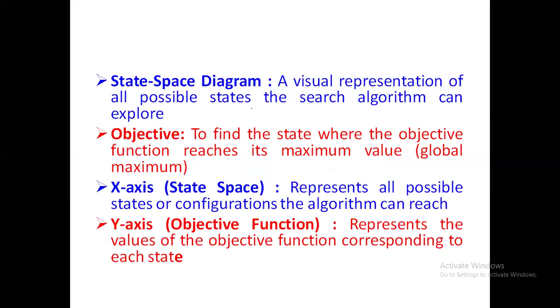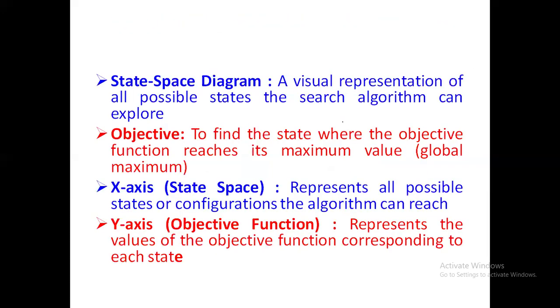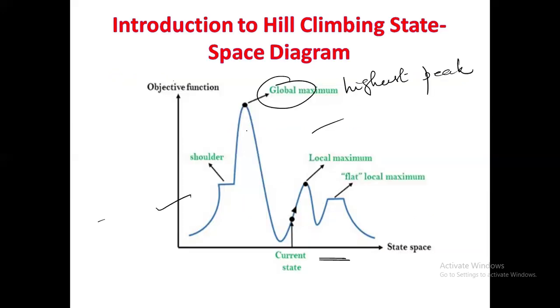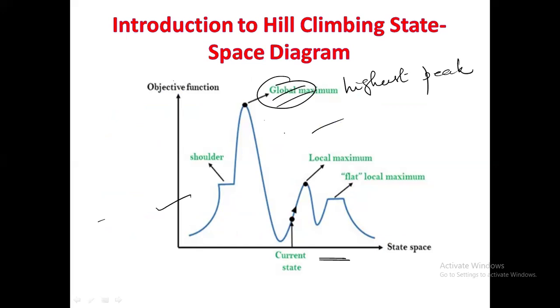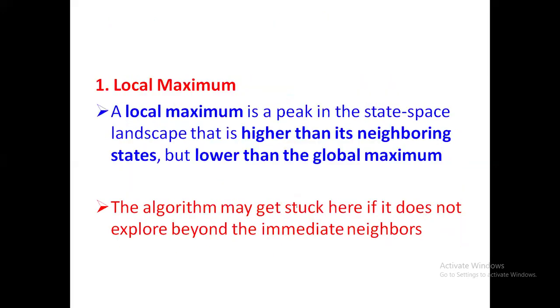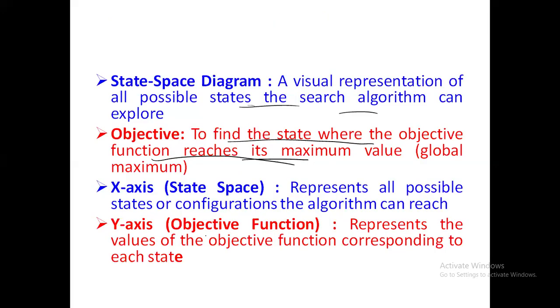So as I've said, the state space diagram is a visual representation of what possible states the search algorithm can explore. What is the objective of this diagram? To find the state where the objective function reaches its maximum value. This maximum value we call the global maximum. The x-axis represents the state space, and the y-axis represents the objective function or cost function, the value of the objective function corresponding to each state.